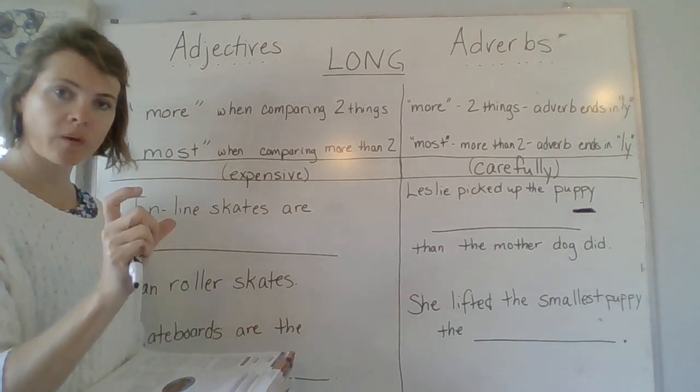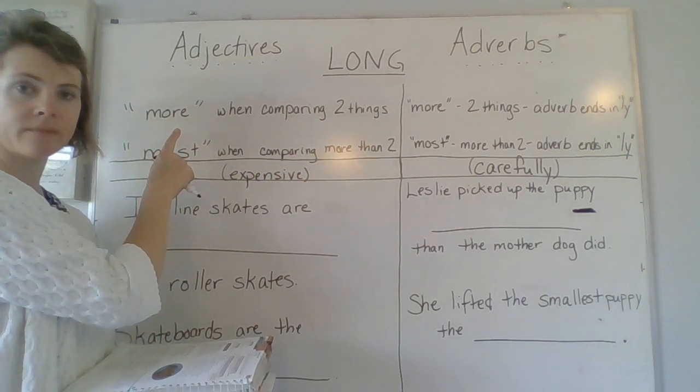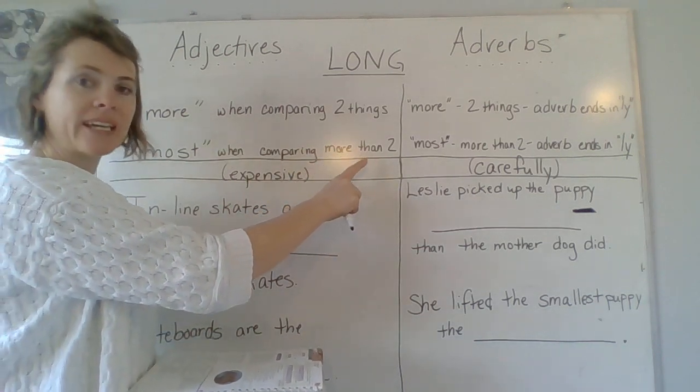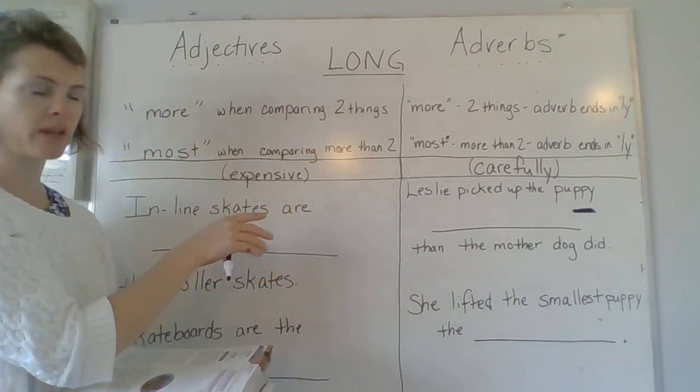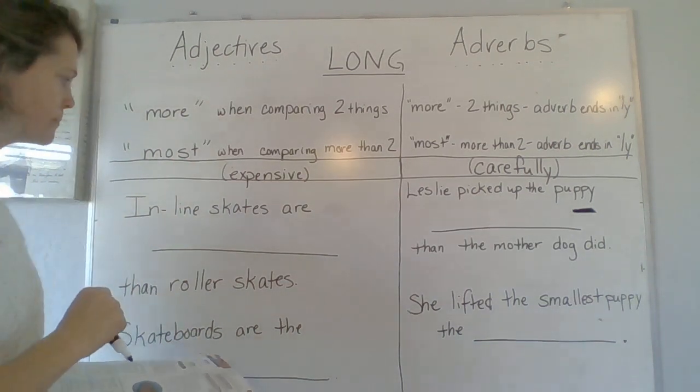So before, with the short ones, we used ER if it was 2 things. Now we're going to use more instead. And before we used EST to compare more than 2 things. Now we get to use the word most instead. Let's see what that looks like.